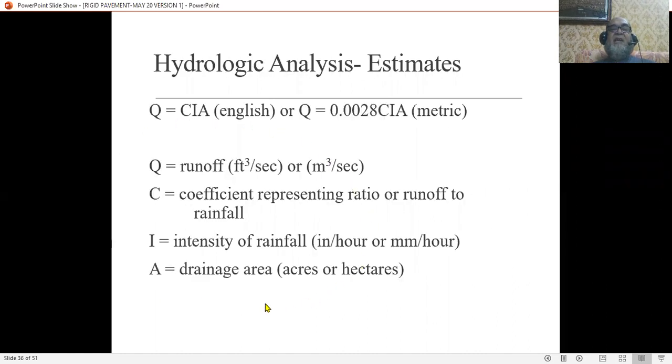A detailed design or example is beyond the scope of this course because you already have courses on hydrology. So I will just keep my discussion to these values, just to give you the concept of how we estimate the water flow on the pavement.